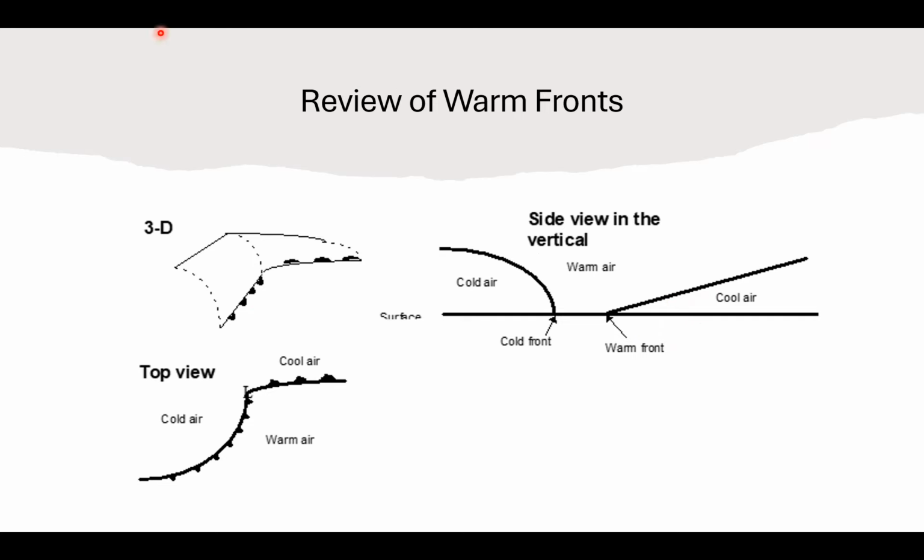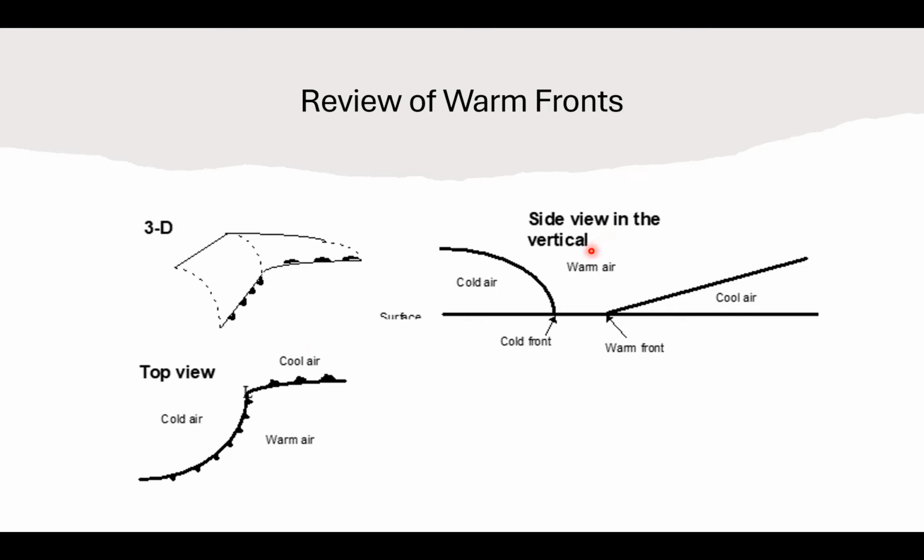Review of warm fronts. Let's take a look at this. If we look at a top view here in the bottom left, I'm just showing you cold air is moving in with this cold front. You've got warmer air ahead of it. And right in this area here is going to be your warm front with the semicircles on it indicating the direction of movement towards the cool air, towards the north.